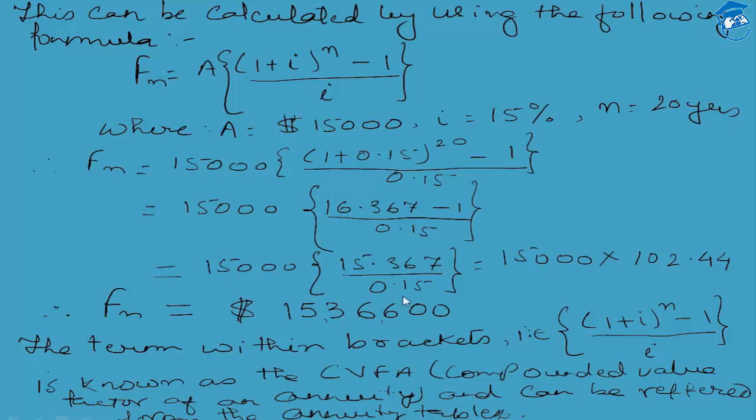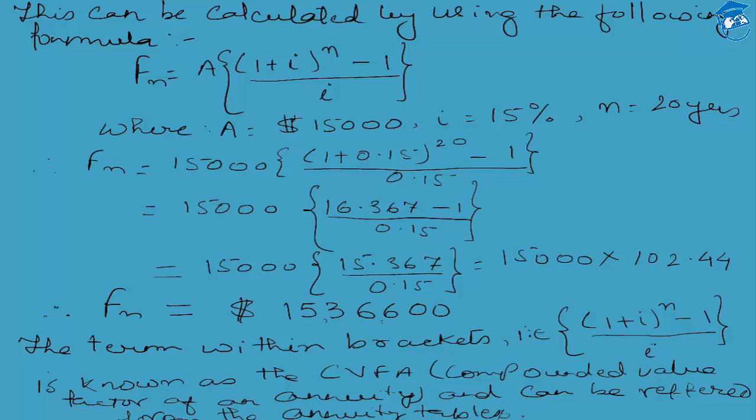Where did we get this amount? It's the quotient of 15.367 divided by 0.15. The resultant is 102.44. So by multiplying 102.44 by 15,000, we are getting the future amount of 15,36,600 USD. So it is a huge amount. By investing 15,000 as an annuity every year for the next 20 years and expecting it to grow by 15%, Mr. Smith shall be accumulating a huge corpus of 1536600 USD at the end of the 20th year.